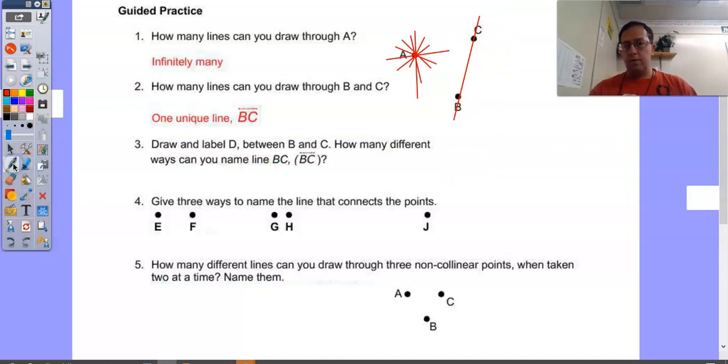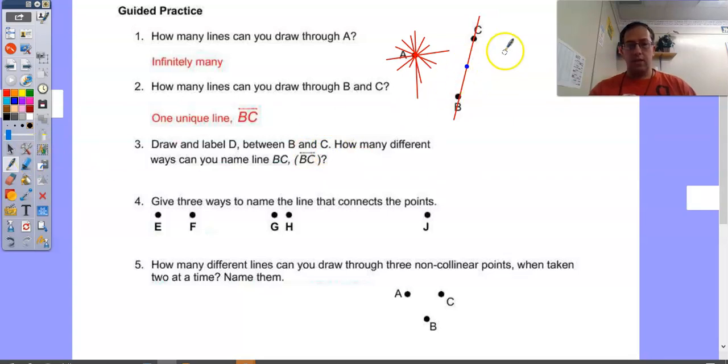So we are going to put point D in the middle of this. It says in between B and C. Now, one real quick thing, the definition of between means it has to be collinear. So I couldn't put D out here, it's not in between them.